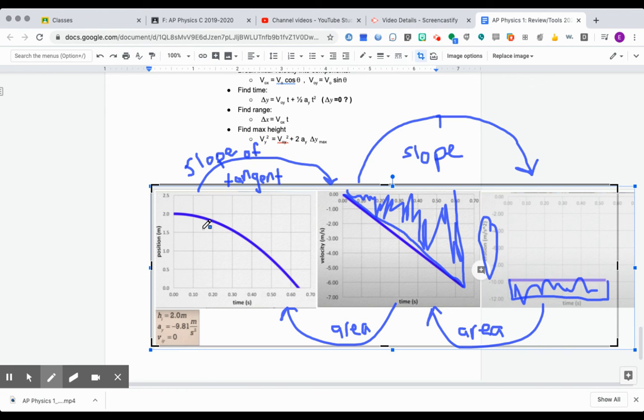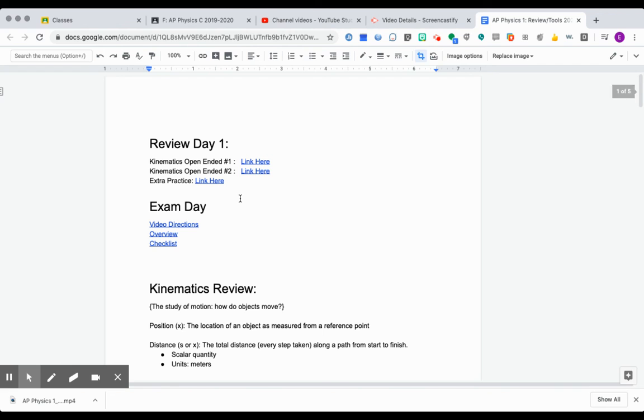Okay, so that's it for kinematics. Stay tuned for the next set of review videos. And please check out these two open-ended practice problems. They're really good manifestations of kinematics in an open-ended problem, so qualitative to quantitative justification, and then the paragraph response. So there's an example of both types for kinematics that might be on the AP exam.